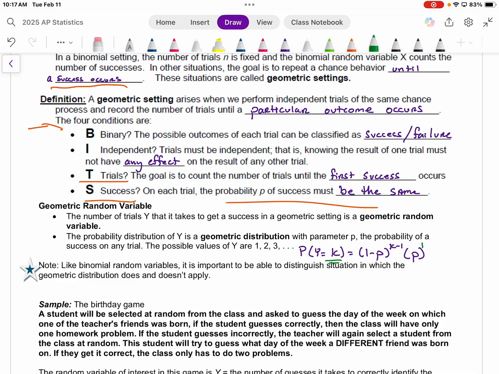Whereas the binomial altered the exponents based on which trial you were doing. Like the binomial random variable, it's important to be able to distinguish situations in which the geometric distribution does and does not apply. So that's where we have to make sure that we go through the BITS. If we meet the criteria for BITS, then we can do a geometric situation.